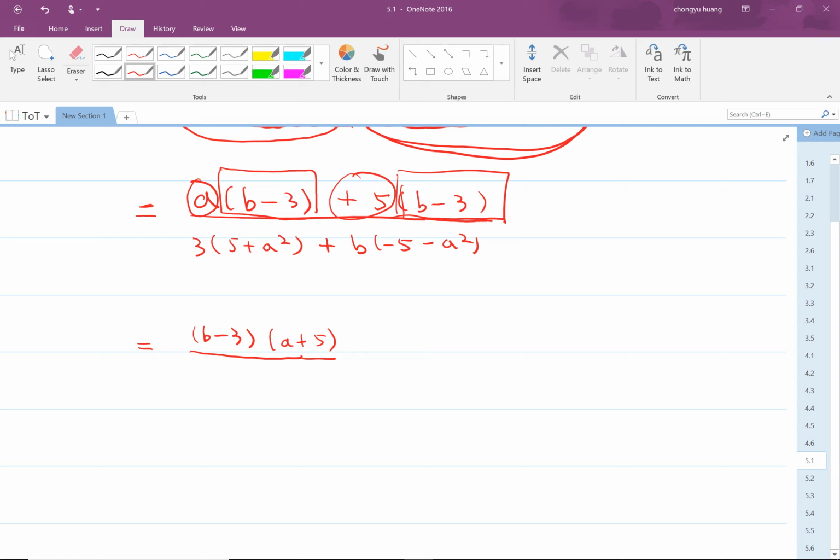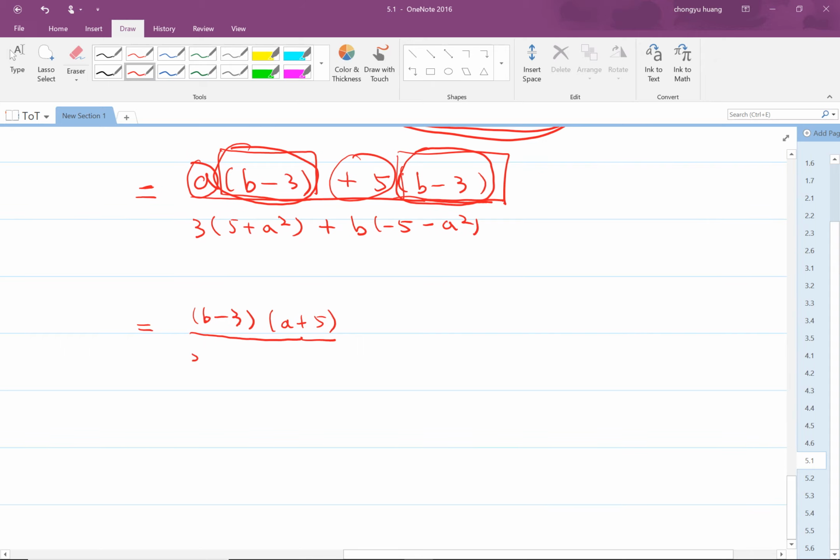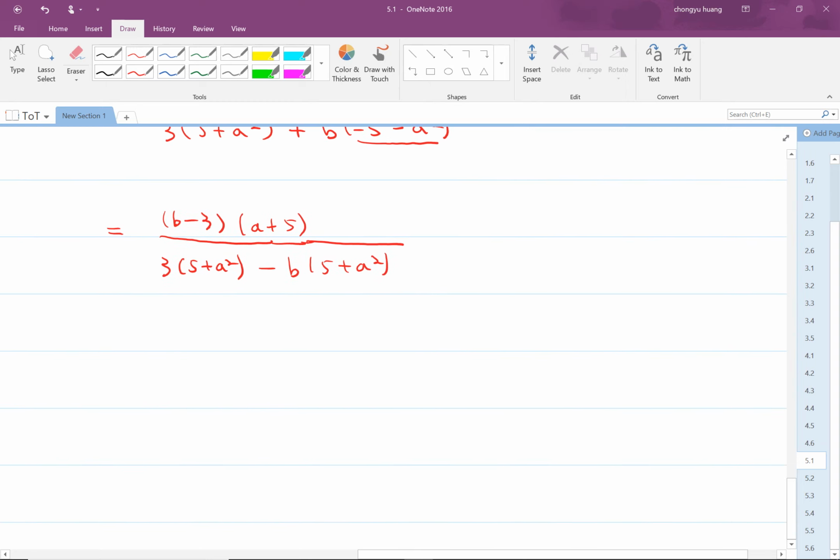You can see over here we have the same common term, so that's why we can factor out one more time. On the denominator, what we have is negative 5 minus a squared, so we can pull out the negative, and then it becomes 5 plus a squared. So that's going to work, right?